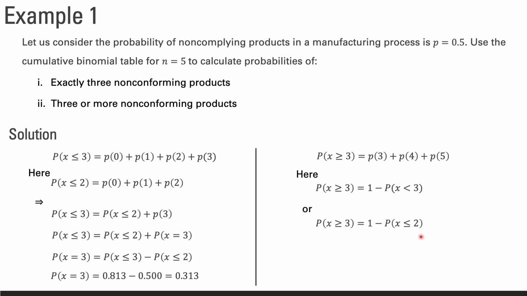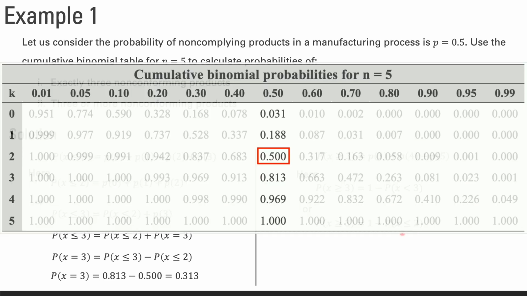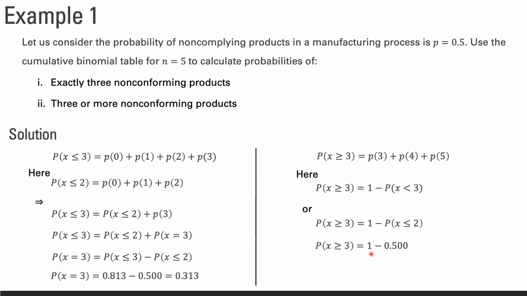Okay, so now we get the value of x less than or equal to 2 from the table, and we insert it here. That was 0.317, so we subtract it from 1 and we get our answer. This is 0.683. So the probability of finding equal to or more than 3 non-conforming products is 0.683. So the probability of finding exactly 3 is 0.346, and for finding 3 or more non-conforming products it is 0.683.